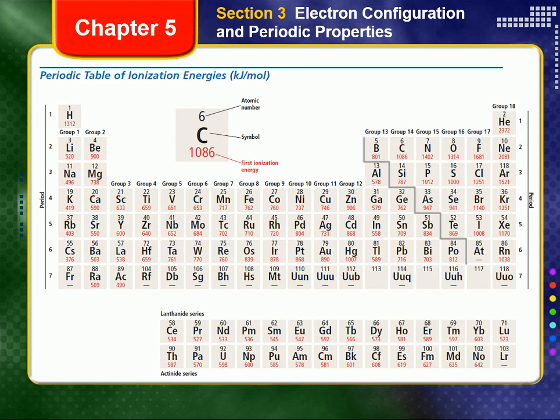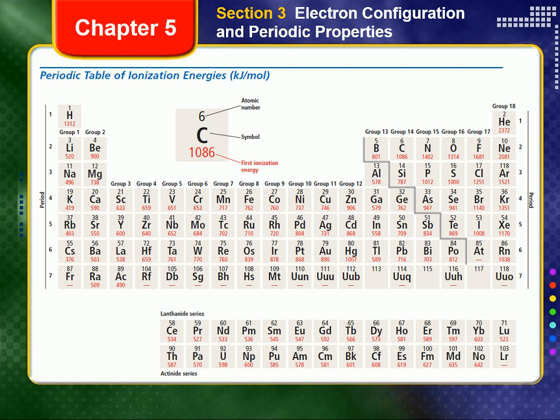To avoid the influence of nearby atoms, measurements of ionization energies are made on isolated atoms in the gas phase. Figure 5-15 on page 143 of your text, or on the screen now, gives the first ionization energies for the elements in kilojoules per mole, and figure 5-16 on page 144 of your text represents this information graphically.